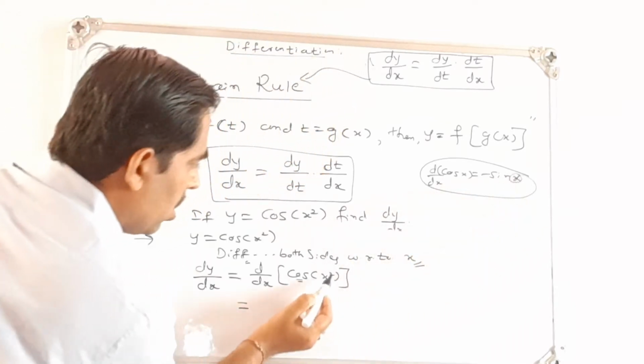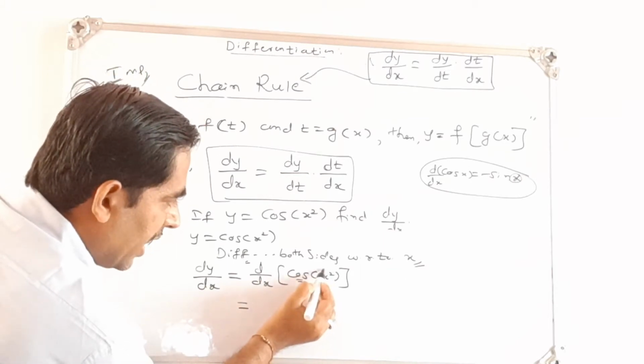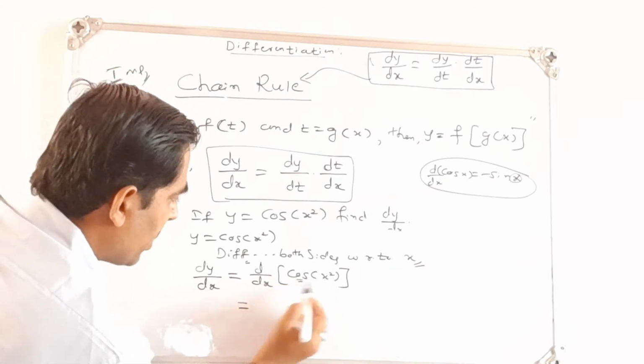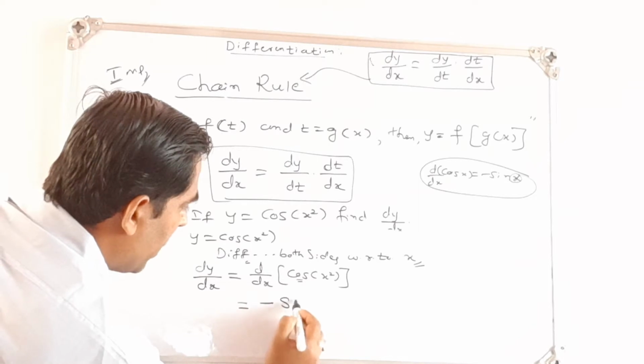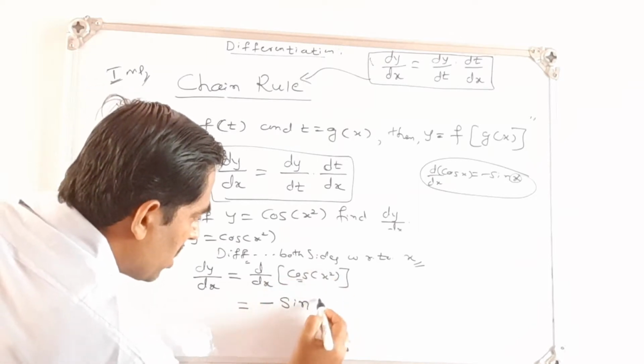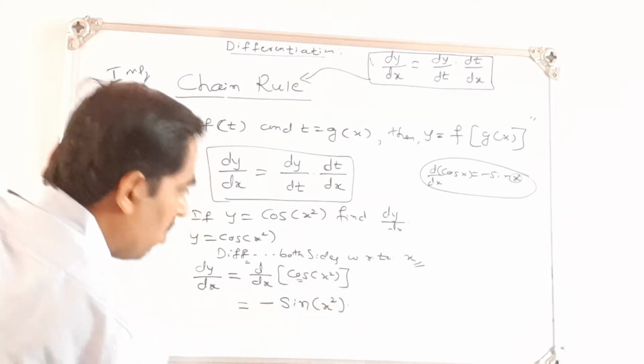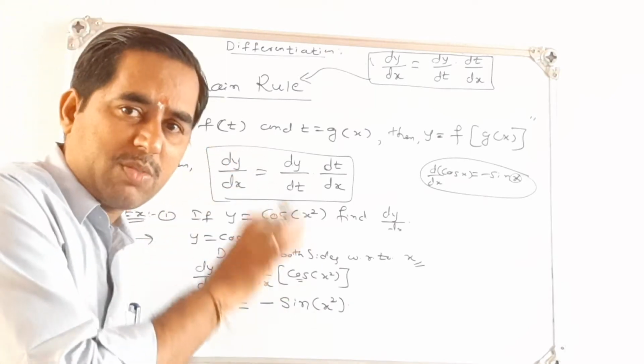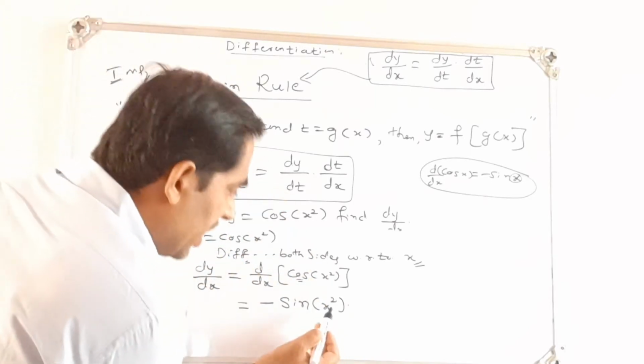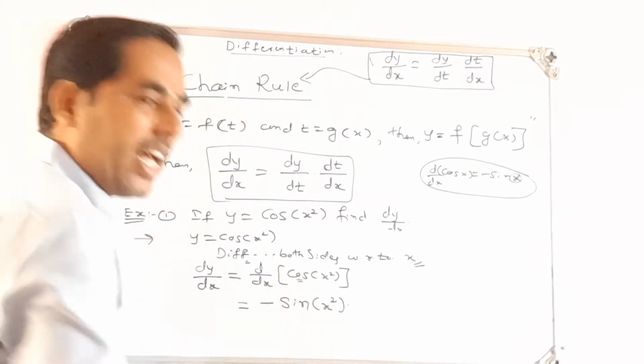Think of all this as x. Think of this whole thing as x. Derivative of cos x is minus sin, so in place of x, I should write x square. If you stop at this step, this will be wrong. It will be wrong. Why? Here I do not have x, here x square is there.